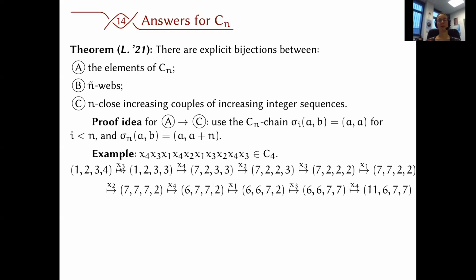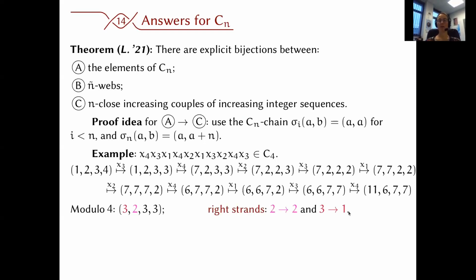So here, for example, applying x3 means that the 3 from the position 3 is propagated to the right. Then applying x4 means that the 3 from the last position propagates to the first position. But since we go to the first position, there is some n which should be added. Here n equals 4. It means that instead of writing 3 at the first position, we write 7. Then 2 propagates, and so on and so forth, and you get 4 numbers at the end.